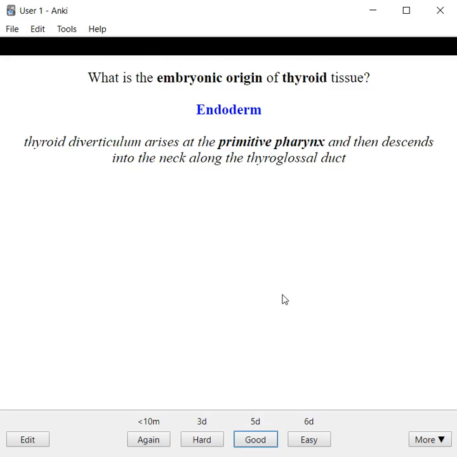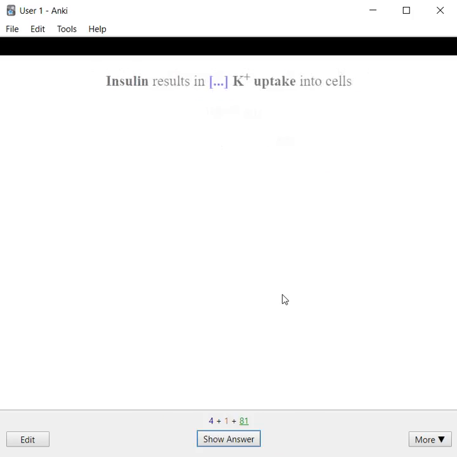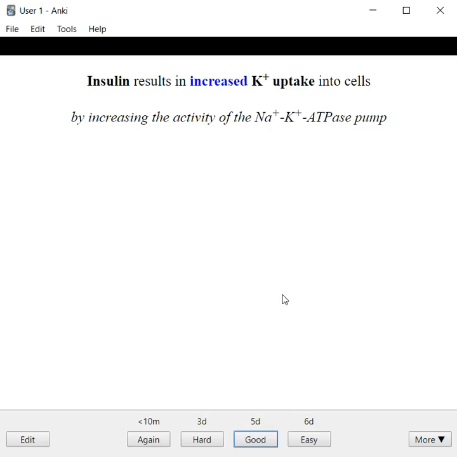Endoderm. Thyroid diverticulum arises at the primitive pharynx and then descends into the neck along the thyroglossal duct. Insulin results in blank potassium uptake into the cells, increased potassium uptake into the cells by increasing the activity of the sodium-potassium ATPase pump.